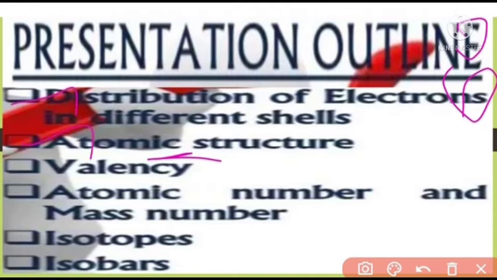Atomic structure, third one is valency, fourth one is atomic number and atomic mass number, fifth one is isotope, sixth one is isobar. So these 6 topics are discussed here.